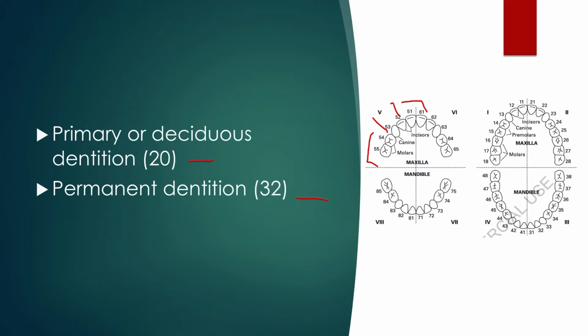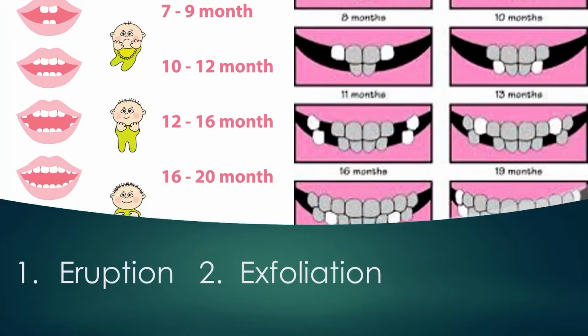But in a permanent dentition there is a set of 32 teeth: central incisors, lateral incisors, canines, premolars and molars. So that makes a total of 32 teeth. The coming of these primary teeth in the mouth of a baby is known as eruption and the falling of these teeth is known as exfoliation.